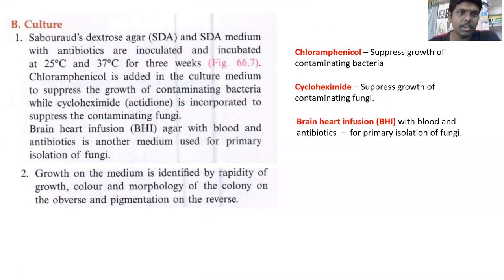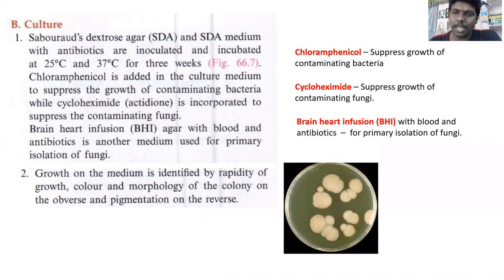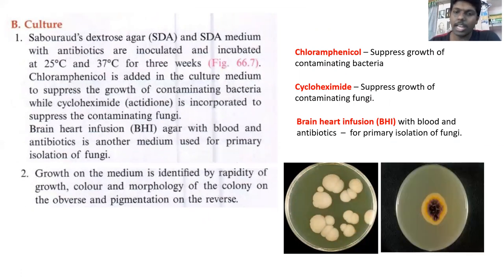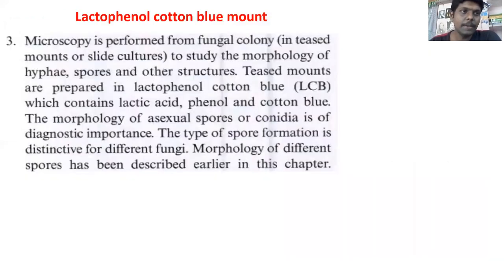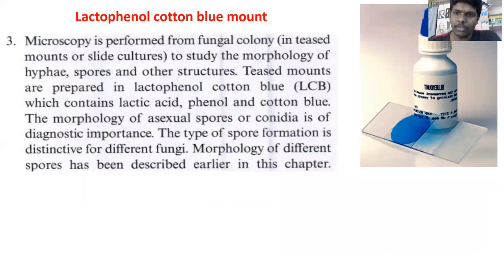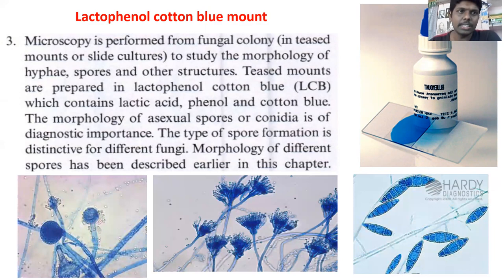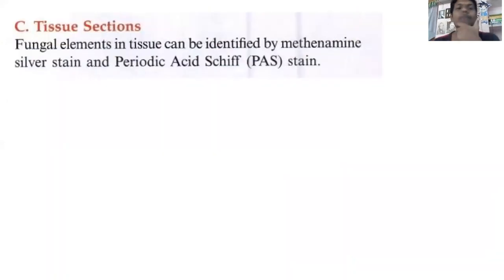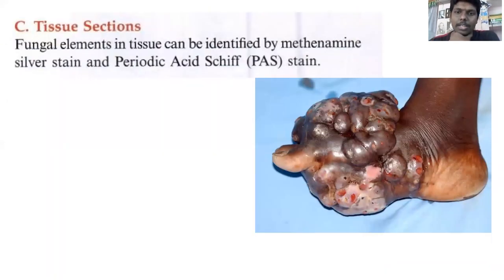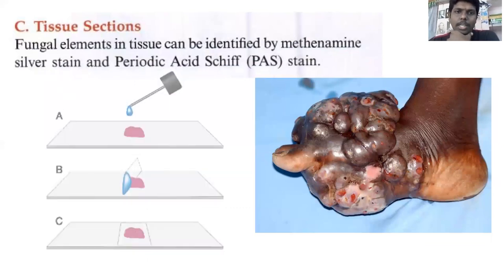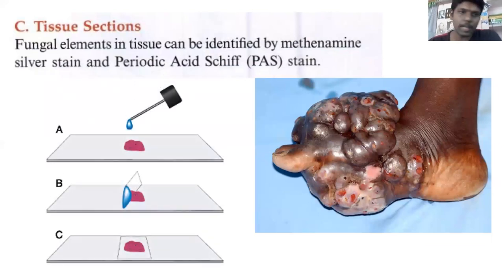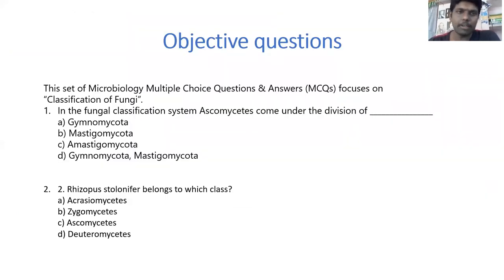After that, we will get the growth. The growth can be determined by the morphology and color of the colony. We can say what kind of fungus we got. Then we have LPCB. In LPCB, we will add lactophenol cotton blue. Then you will see your fungal morphologies. And last and finally is your tissue sections. So sometimes we will go for tissue sections like in mycetoma. Then we will proceed for special staining to observe what kind of fungus infection it is. So this is all about your laboratory diagnosis of fungi.